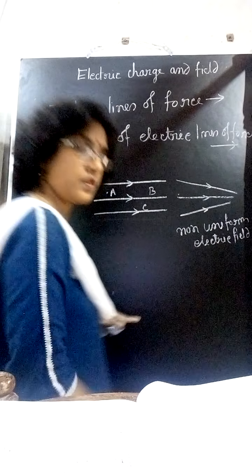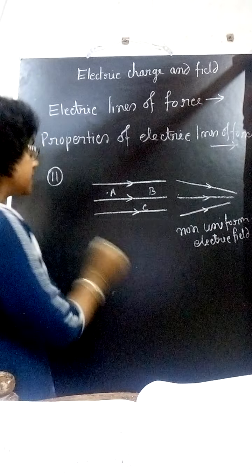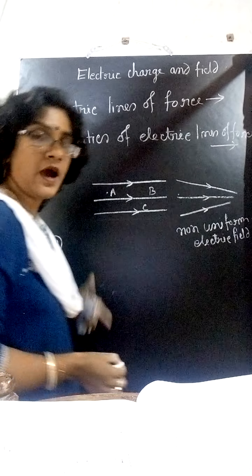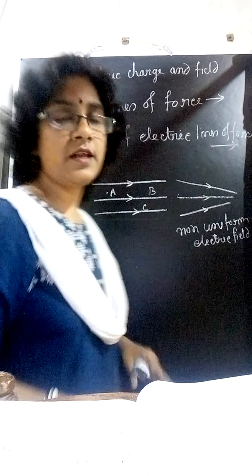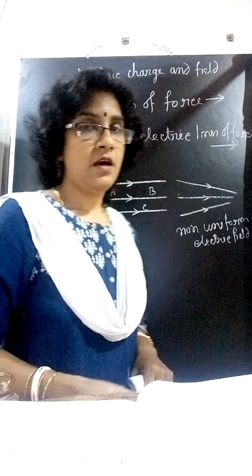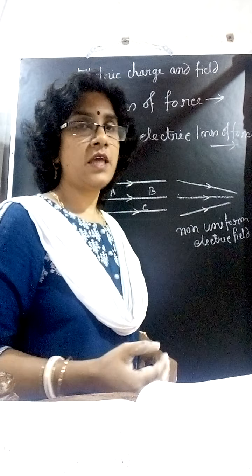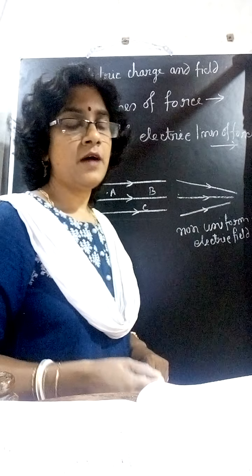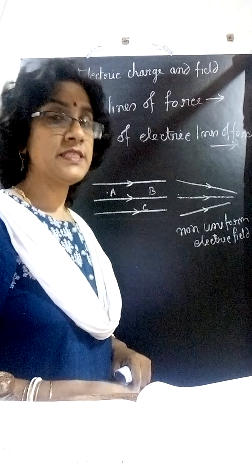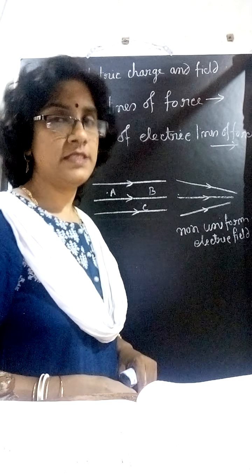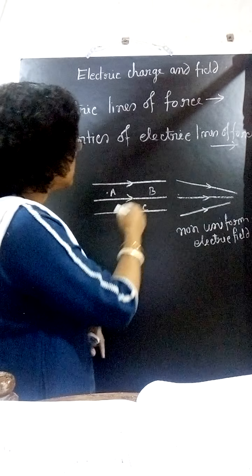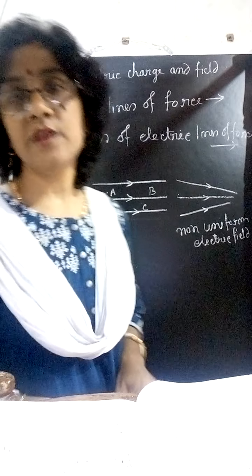Our next one is the twelfth point. Under electrostatic condition, that is, when the charges are at rest, in this condition the electric field inside a conductor is always zero. So in this way, we have discussed the properties of electric lines of force.